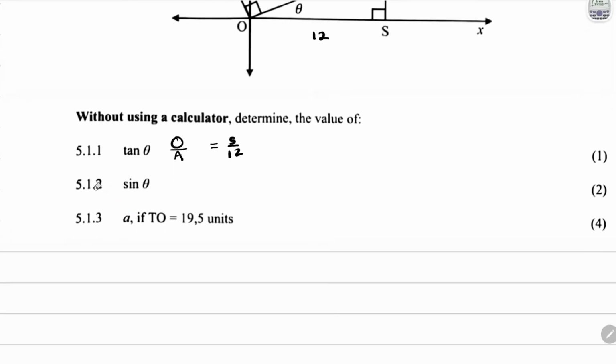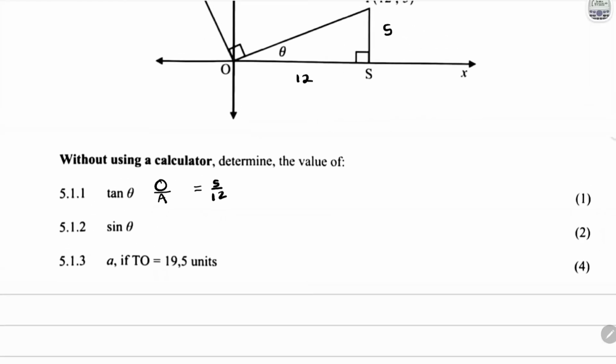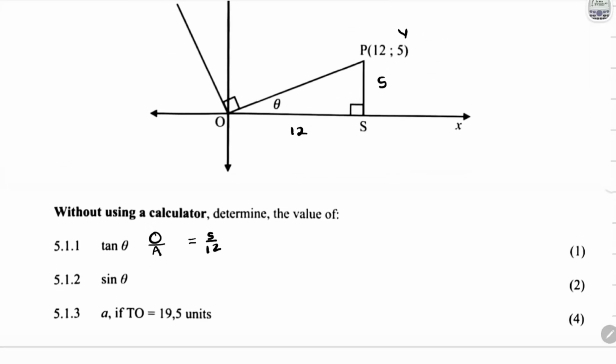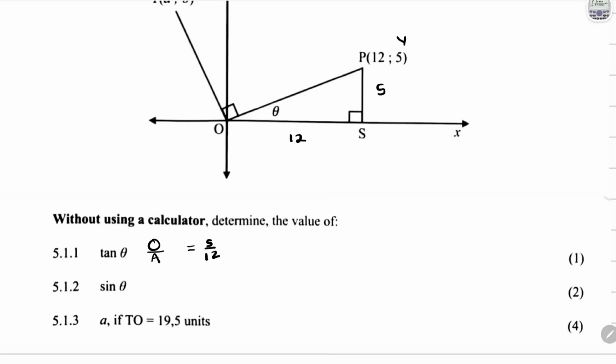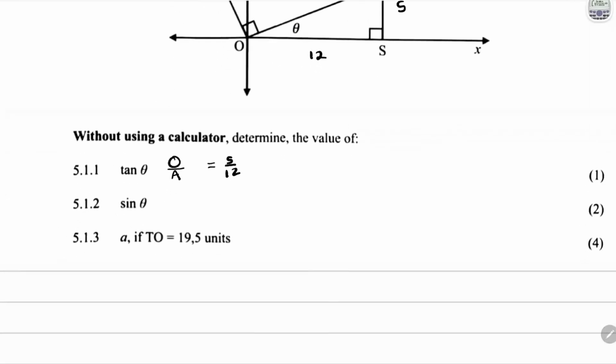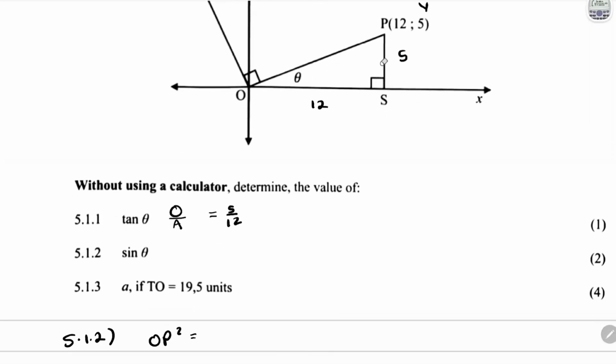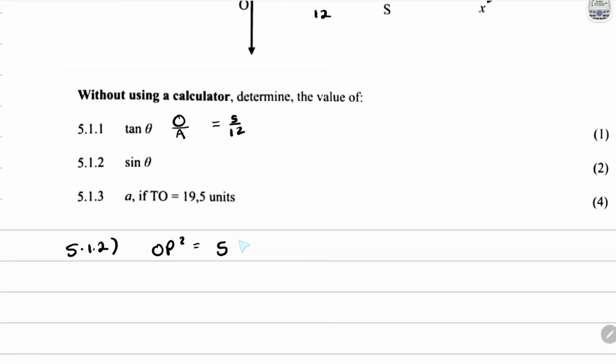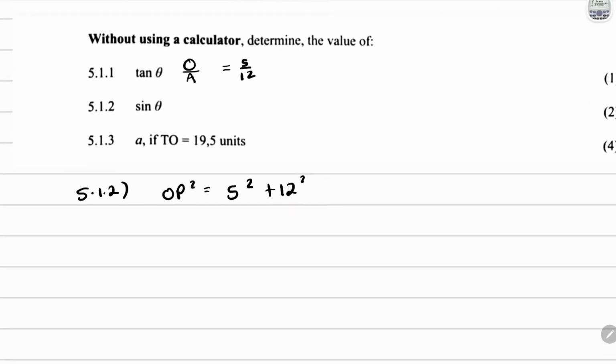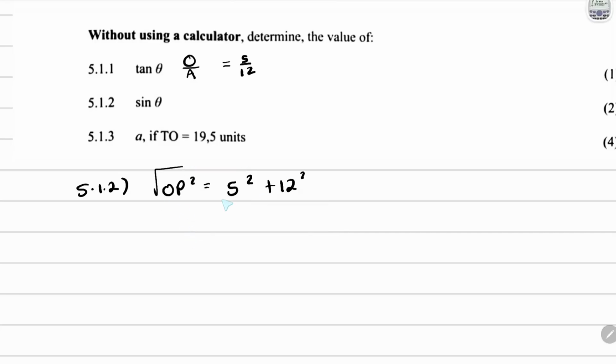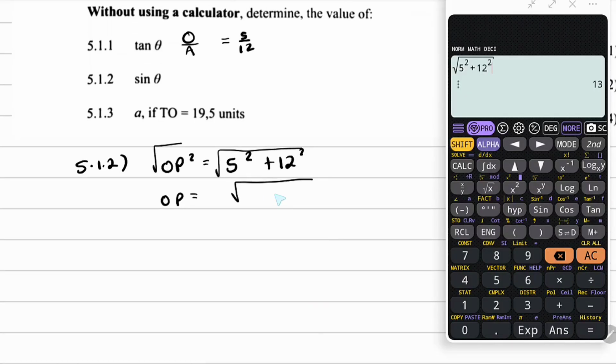The next question, 5.1.2, says we need to find sine theta. Now we need the hypotenuse, so we're going to have to use Pythagoras since we have a right angled triangle. We're finding OP, so OP squared equals the shorter side squared plus the other shorter side squared. So that's 5 squared plus 12 squared, and then we find the square root of this. OP would be the square root of all of that. Let's find that on our calculator, and we get 13.